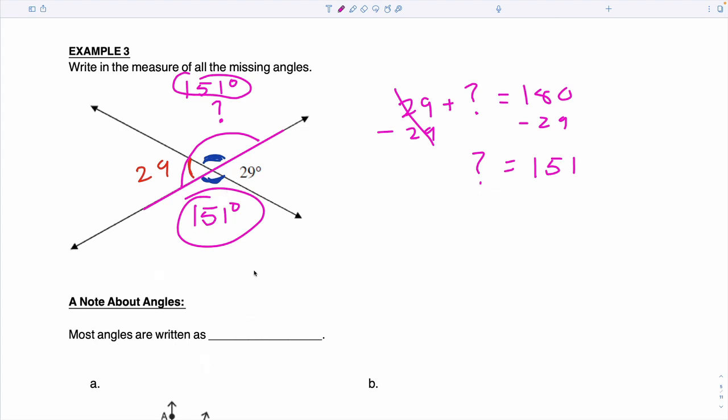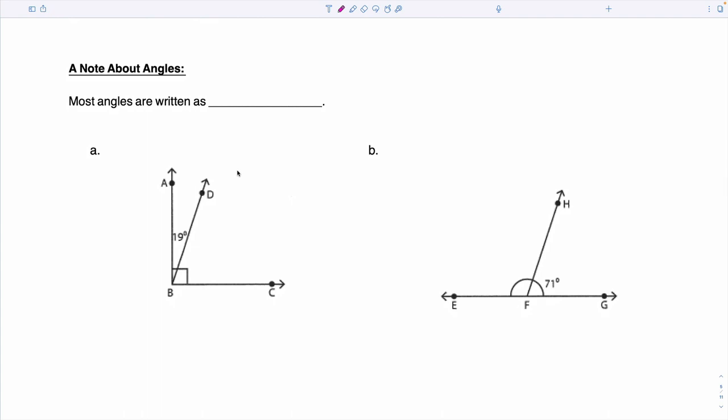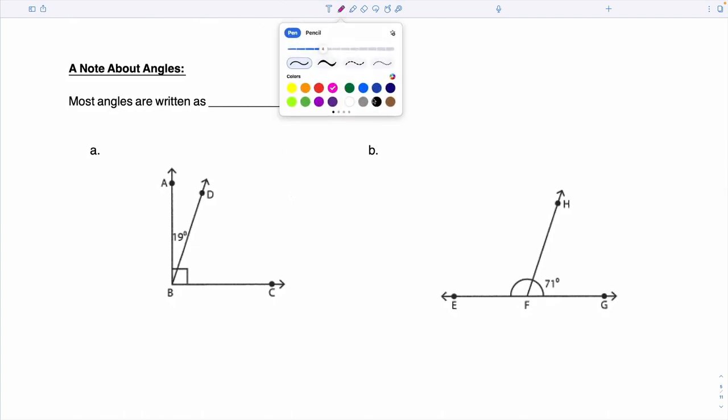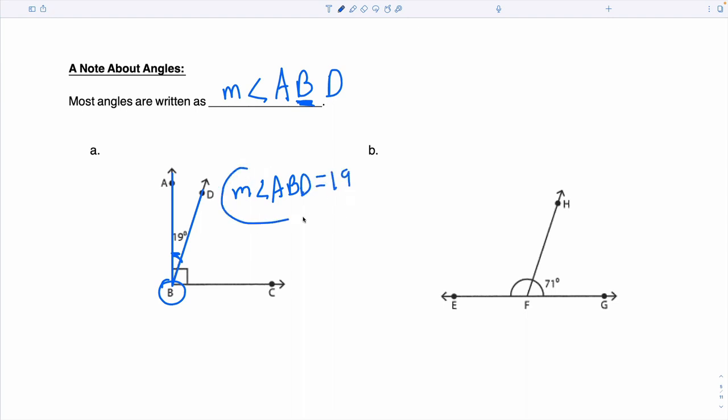Beautiful. One last note about angles. Once that's filled in, scroll down here. Most angles are written like this. If I want to know what this 19 degrees is, they're going to write it like this: the measure of angle ABD. Take your pencil, put it on A to B, up to D. They're going to call the 19-degree angle measure angle ABD. This B is what's in the middle. That's the actual angle you're looking for. So measure of angle ABD, you're going to put equal to 19. I just want you to practice writing that weird type of angle.